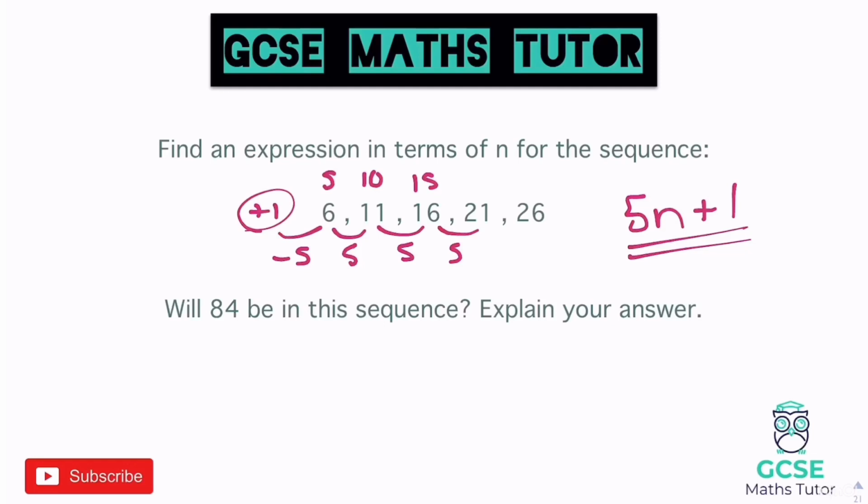This one in particular I'd like to use more of a logical approach. So if you have a look at all these numbers, 6, 11, 16, 21, 26, they all end in 6 or 1. So I would be able to say no, because all the numbers end in 6 or 1. Okay, because they all end in 6 or 1.